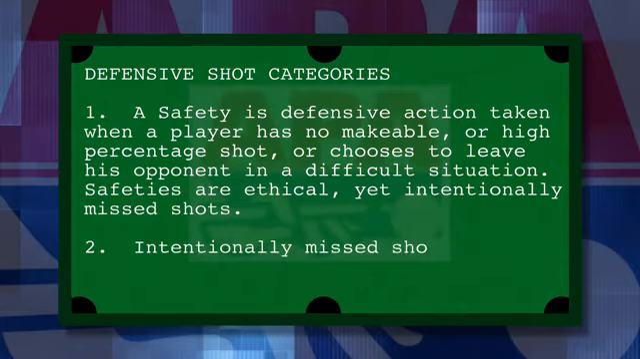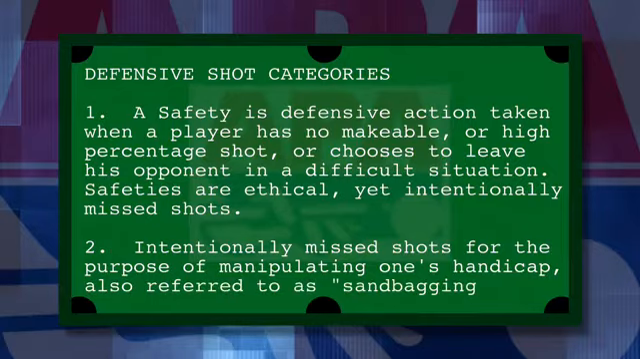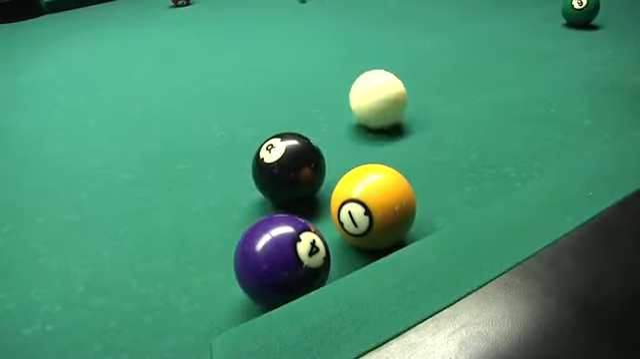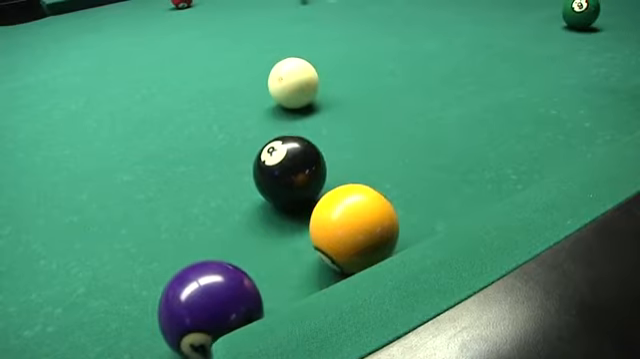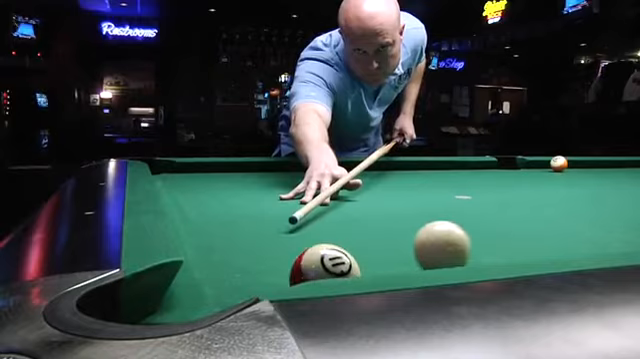The second category is intentionally missed shots for the purpose of manipulating one's handicap, also referred to as sandbagging. Players with integrity call all safeties and intentionally missed shots.